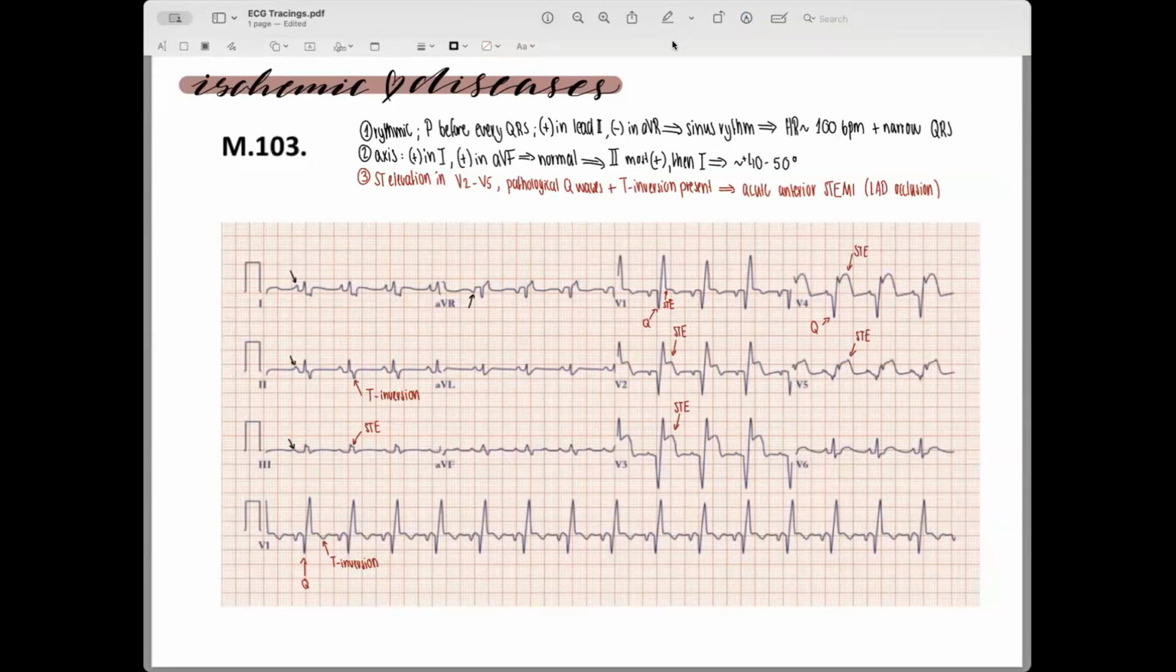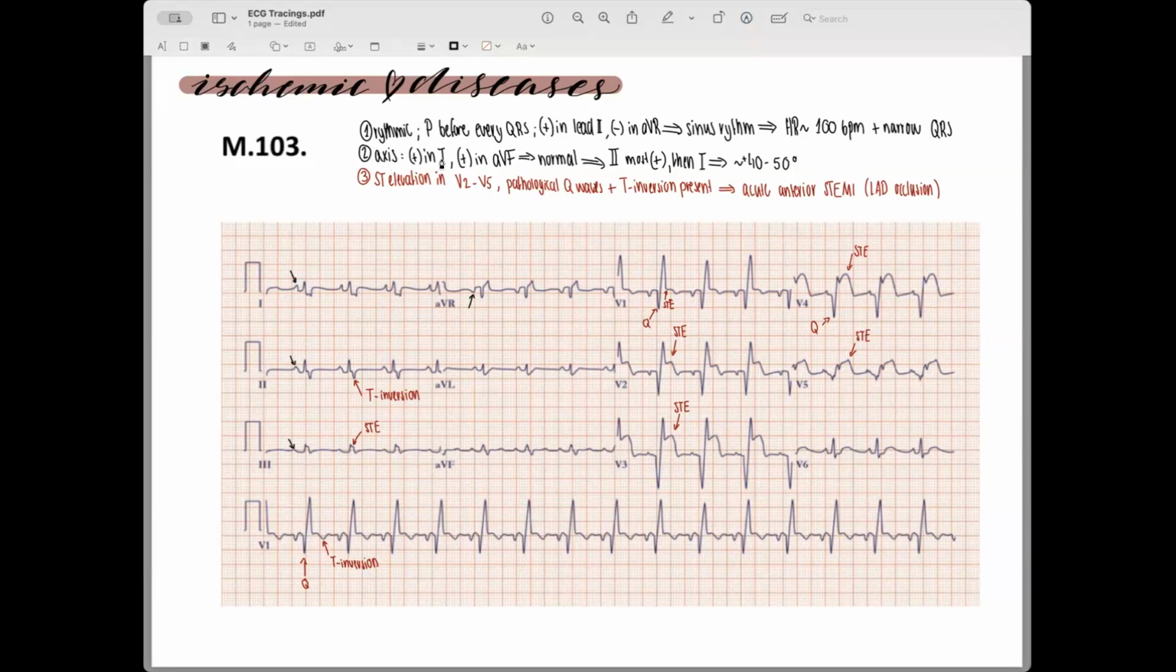Yes, so I will start with the rhythmicity. To me, it appears rhythmic. There are also P waves before every QRS, and P is positive in lead number 2 and negative in AVR. So we know that the origin of the impulse is from the sinus. So we have a sinus rhythm. The heart rate is around 100 beats per minute because we have around 3 boxes between the QRS complexes. So it is a normal sinus rhythm, and the QRS complexes are also narrow.